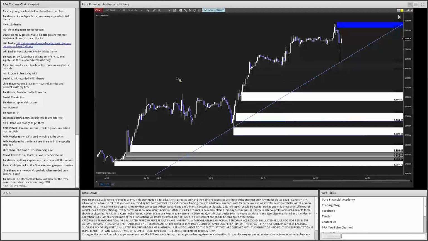Right, absolutely. Scott was pointing out earlier, see if it consolidates before the level. I love that. Man, that's so true.